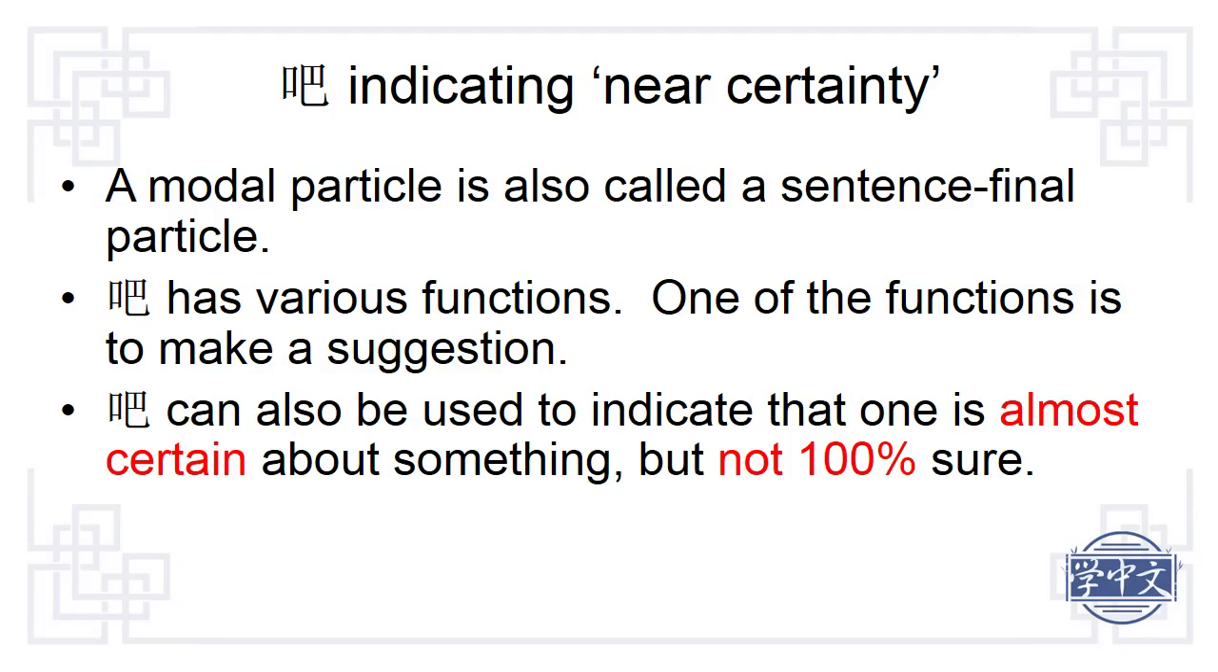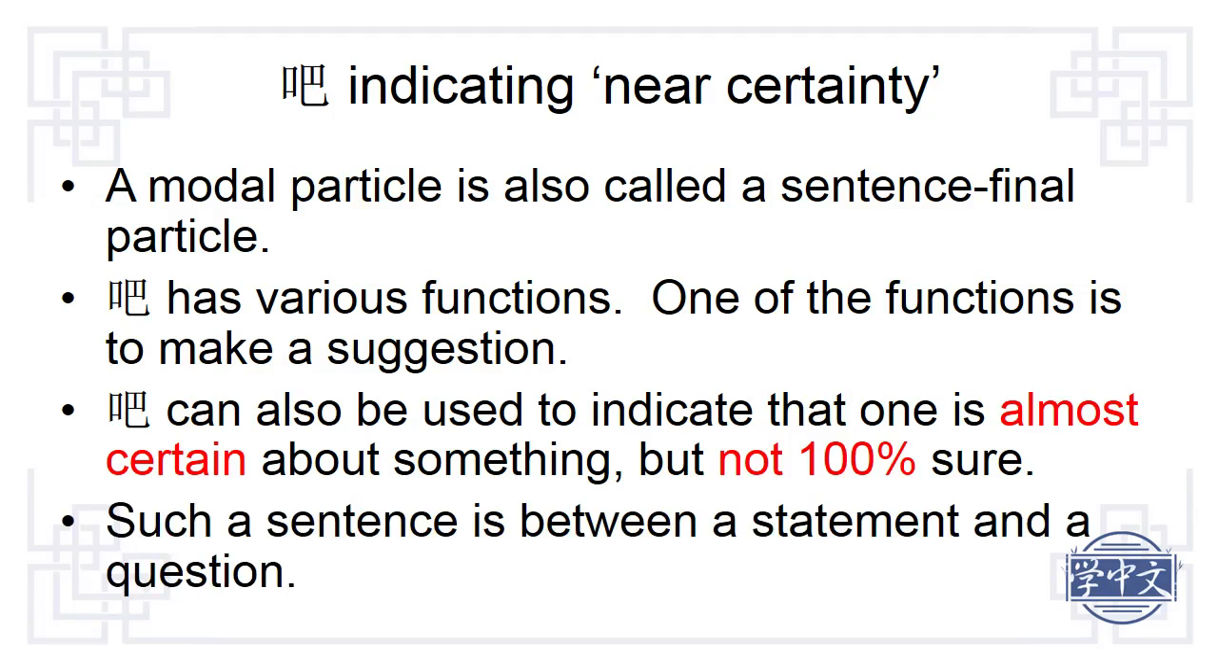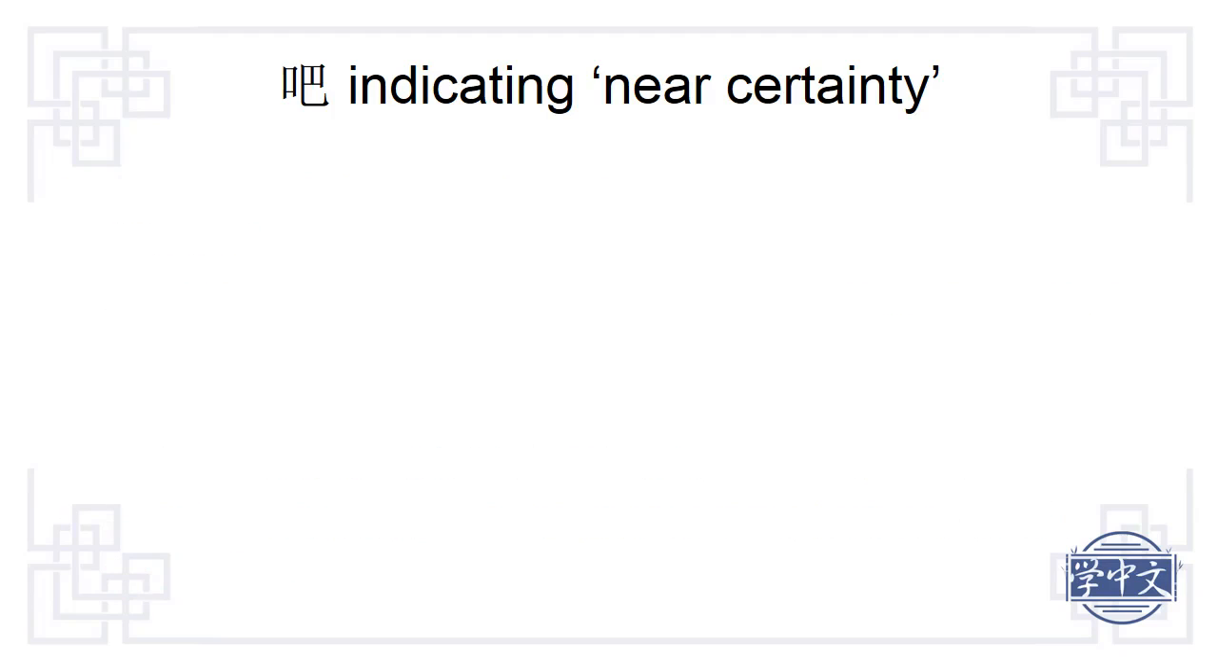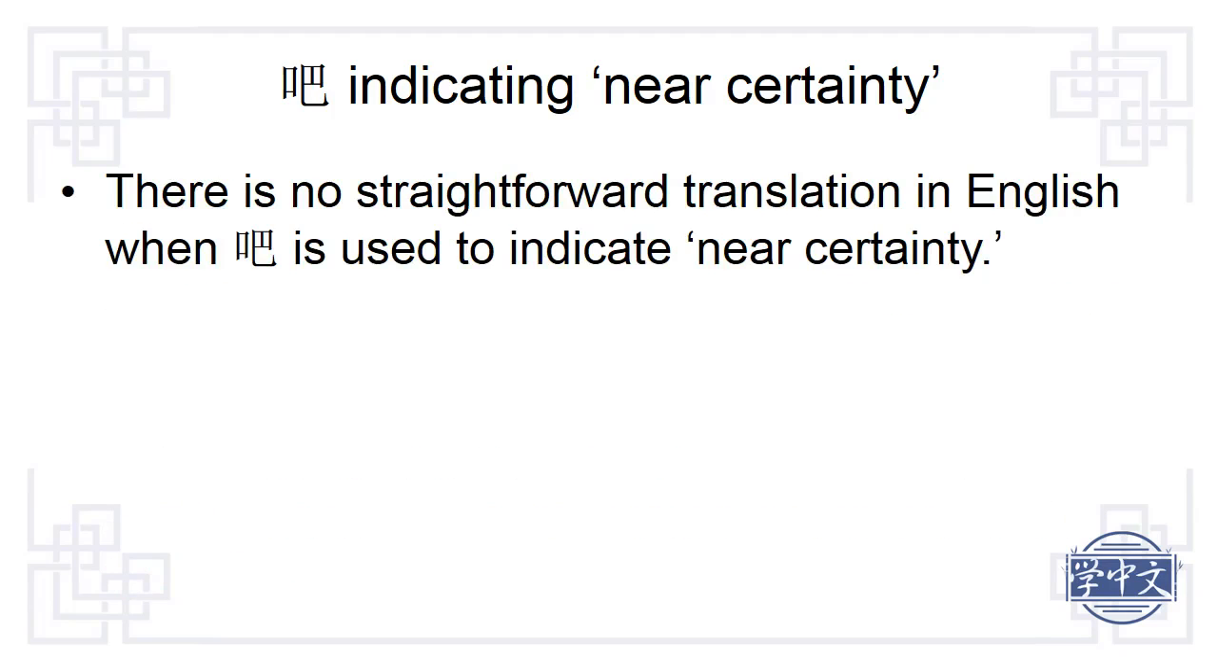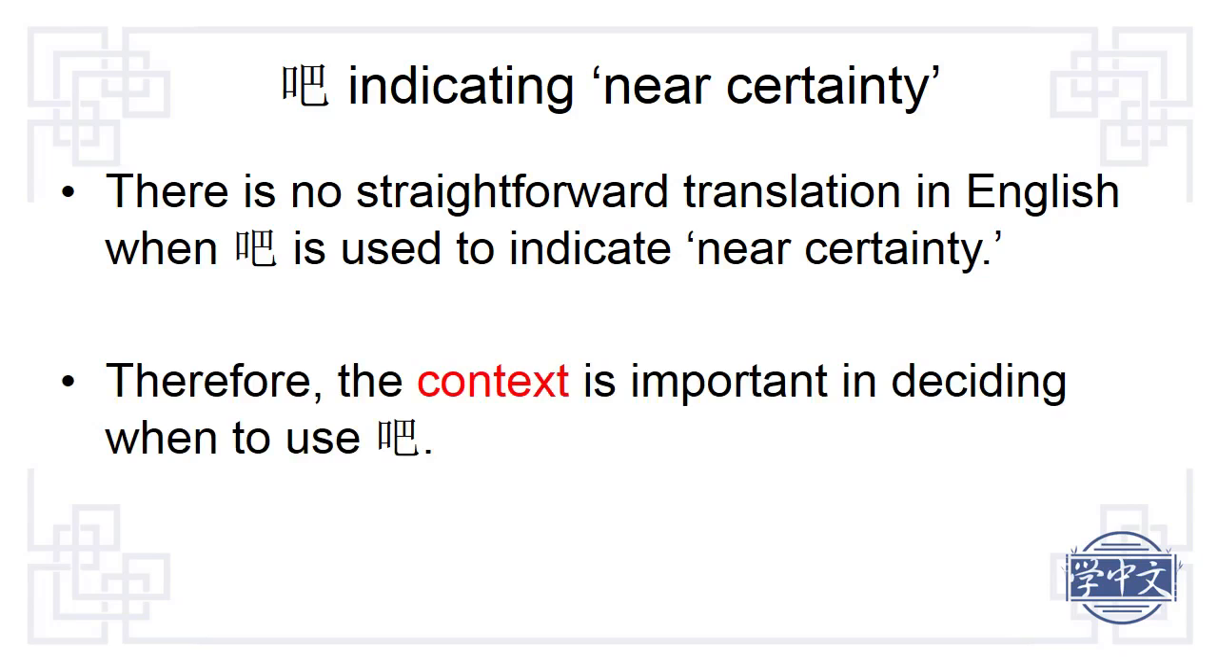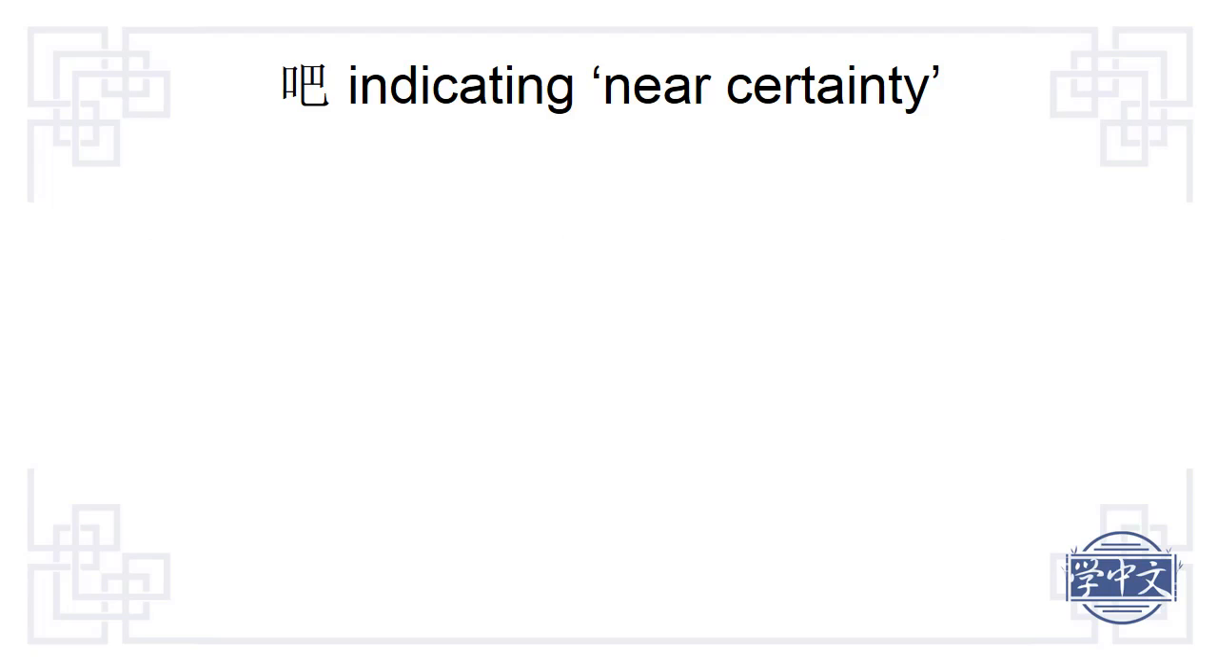Near certainty means that one is almost certain about something but not quite 100% sure. Such a sentence is between a statement and a question. There is no straightforward translation in English when ba is used to indicate near certainty. Therefore, the context is important in deciding when to use ba. Let's look at an example.